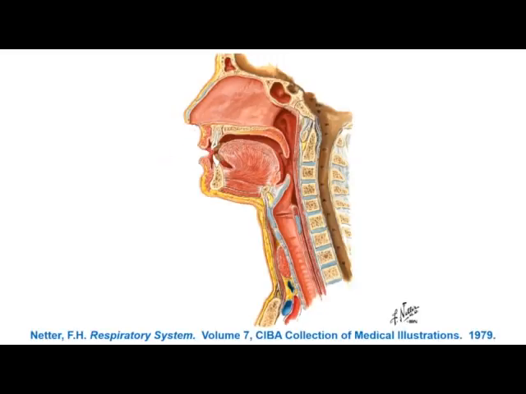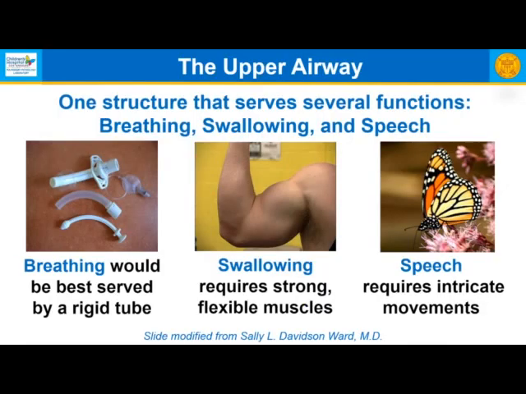So here's the upper airway, and basically the situation is the tongue here can fall back. Remember, you're drawing a negative pressure down here. So you can suck the tongue back, you can suck tissues together that cause obstruction. So the upper airway is one structure that serves several functions: breathing, swallowing, and speech. Unfortunately, because one structure tries to do all of these things, it does not do all of them well. Breathing would be best served by a rigid tube. Swallowing requires strong, flexible muscles.